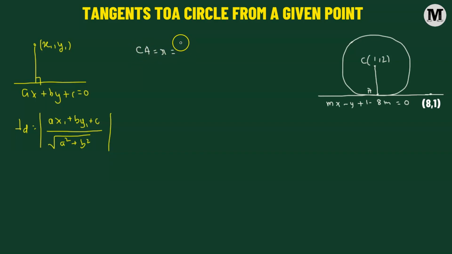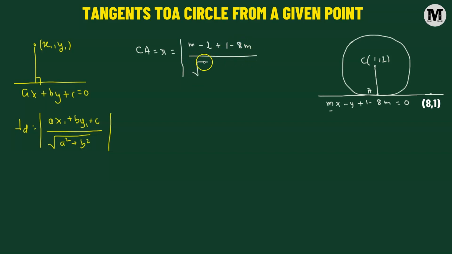So this will be equal to the absolute value of, we'll have to consider the coefficient of x, which is m. This will get multiplied with the x coordinate of the center. So that's m times 1, that will be simply m. This will get added to 2 times the coefficient of y. So 2 times negative 1 will give us negative 2. Plus the constant term 1 minus 8m.